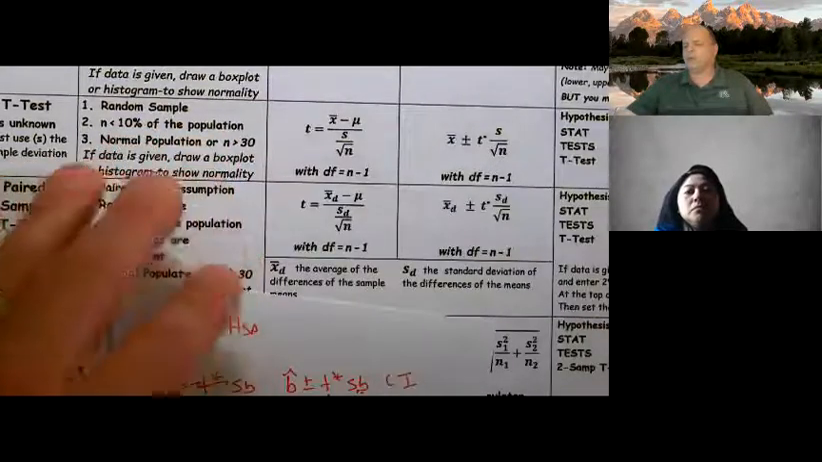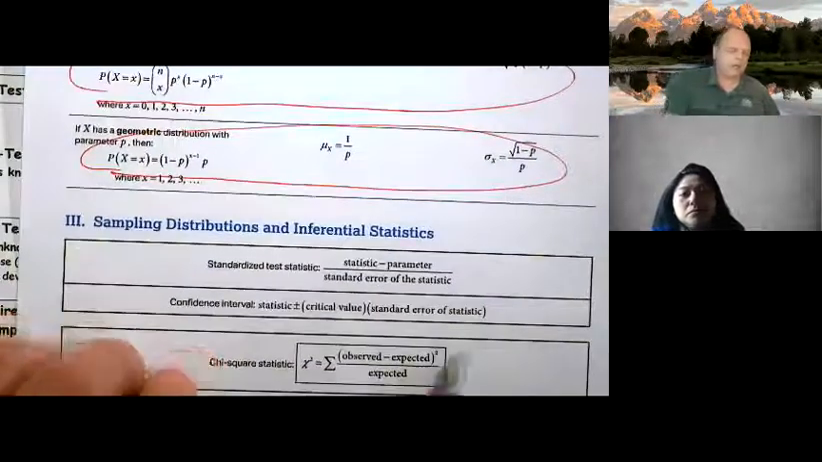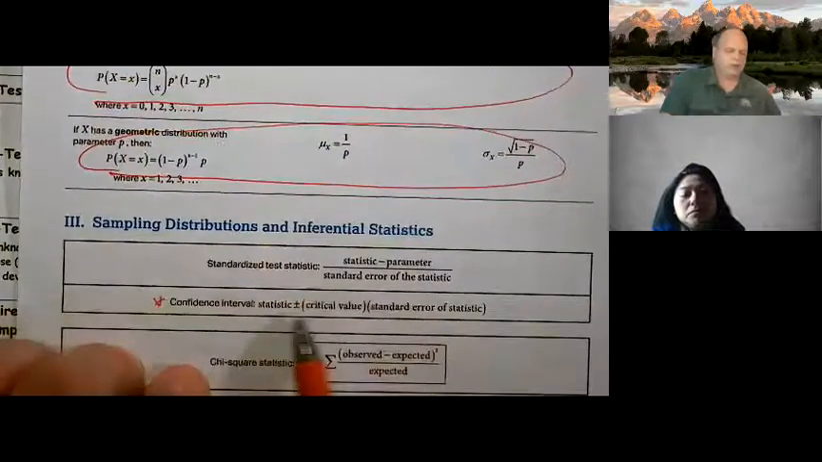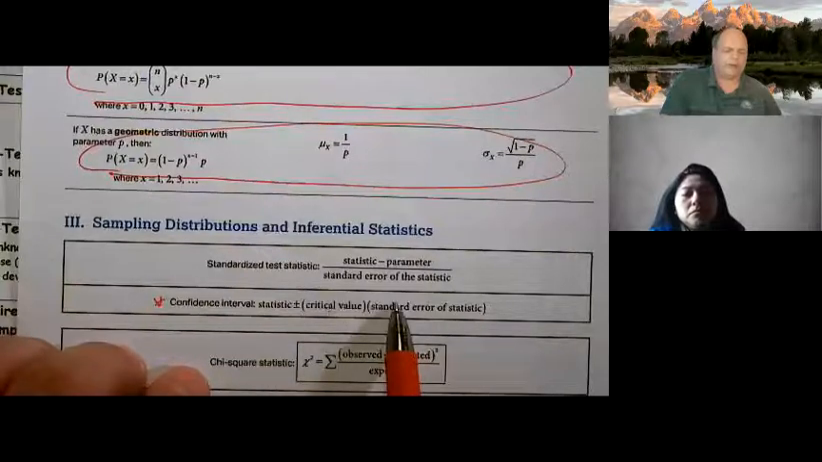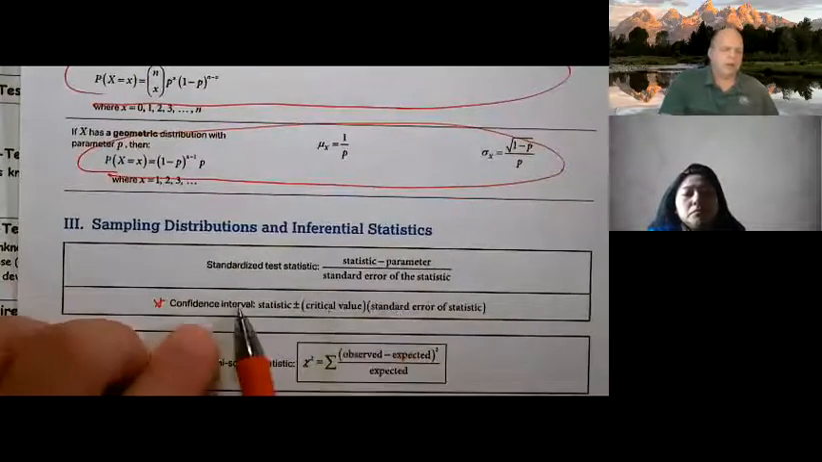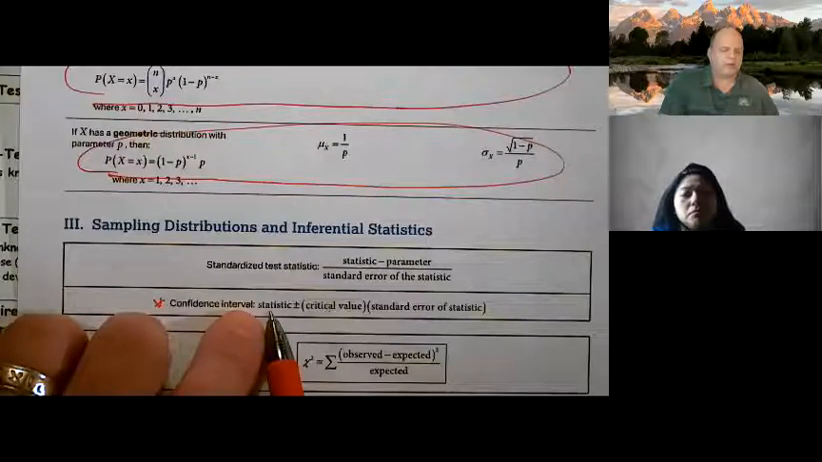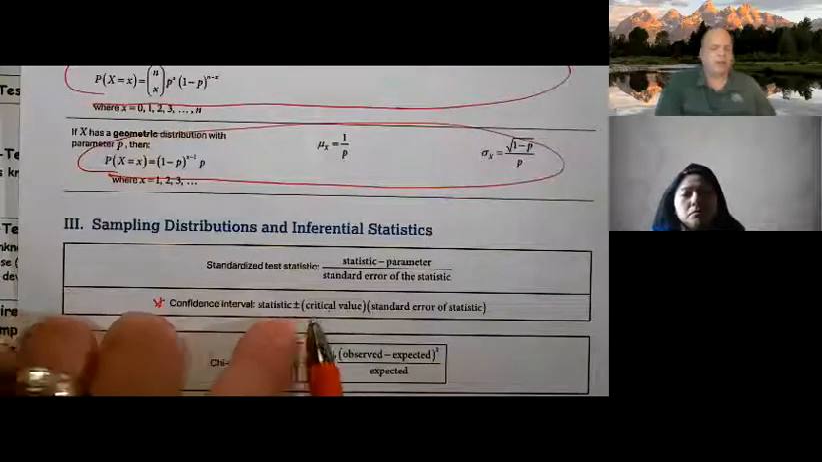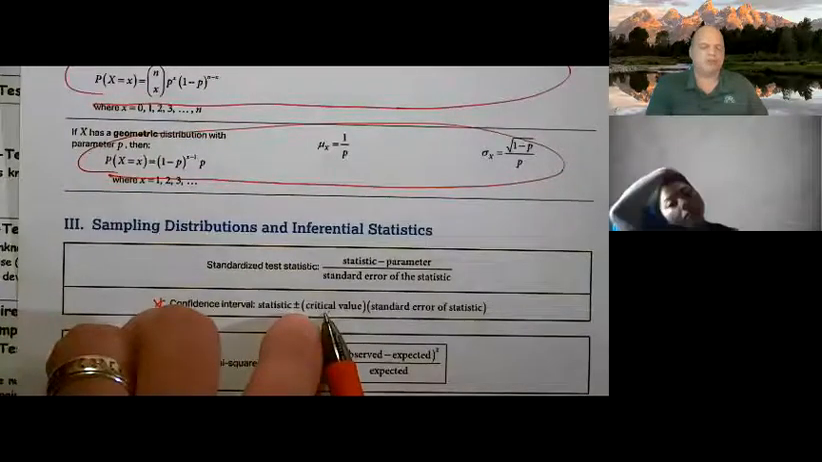And also on your formula chart, confidence interval. Statistic plus or minus your critical value times the standard error of your statistic, okay? So if you're working with proportions, this is going to be p hat. If it's two proportions, p hat 1 minus p hat 2. If it's means, it's x bar 1 minus x bar 2. If it's a single mean, it's just x bar. If it's proportions, this will be a z star. If it's anything else, this will be a t star.